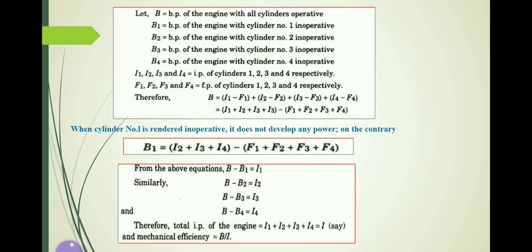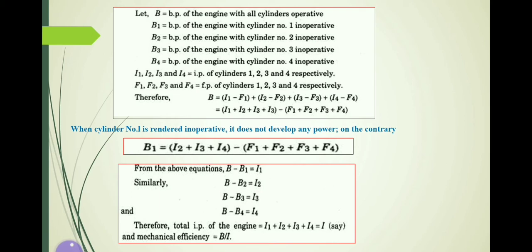Now we know that to measure the brake power, we can use the dynamometer. If we have to find the total brake power, we consider the total indicated power minus the total friction power, because brake power is nothing but indicated power minus friction power. So the total brake power B equals I1 plus I2 plus I3 plus I4 minus (F1 plus F2 plus F3 plus F4). In this way, we can measure the total brake power.